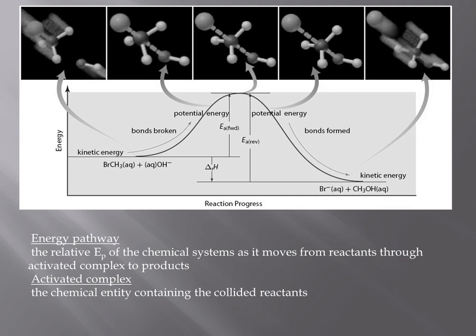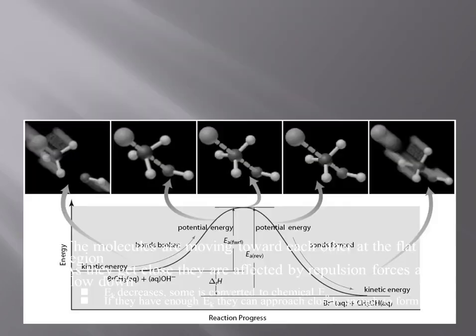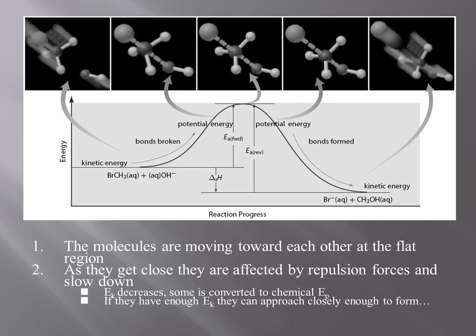The energy pathway is the relative potential energy as the chemical systems move from reactants to an activated complex, and finally the products. The activated complex is what is formed when the reactants collide. You can recognize the point in the energy pathway where the activated complex is formed because it is where the potential energy is the highest. The energy pathway shows the entire path of the reaction.